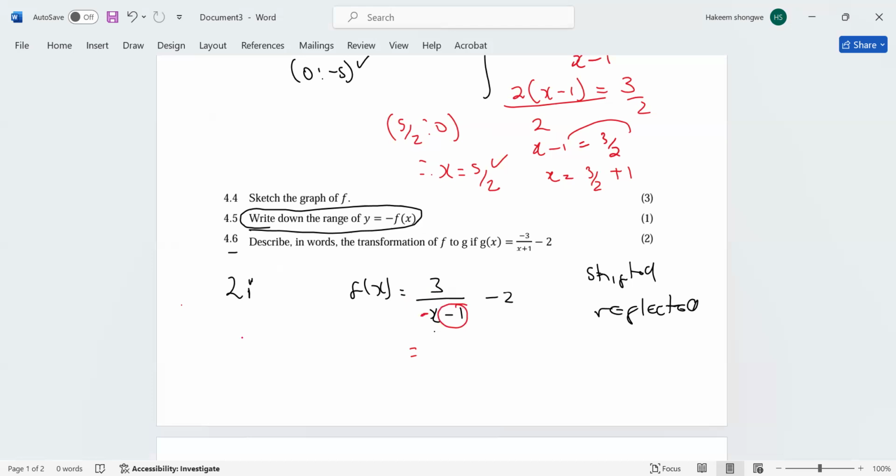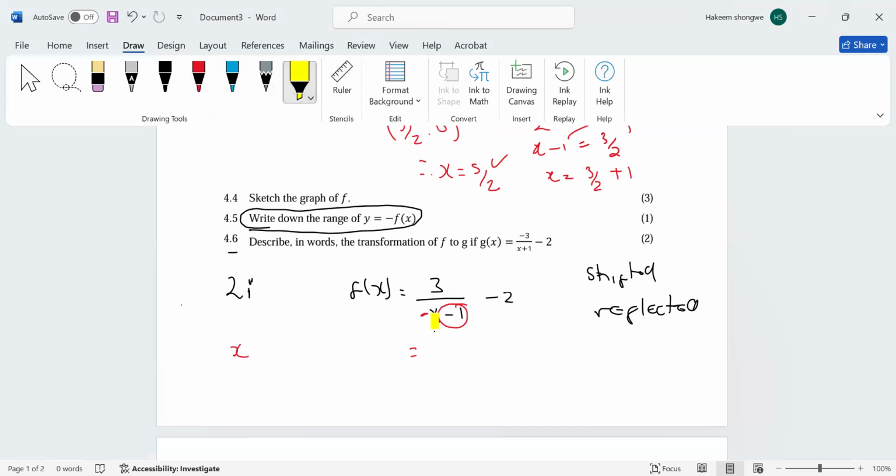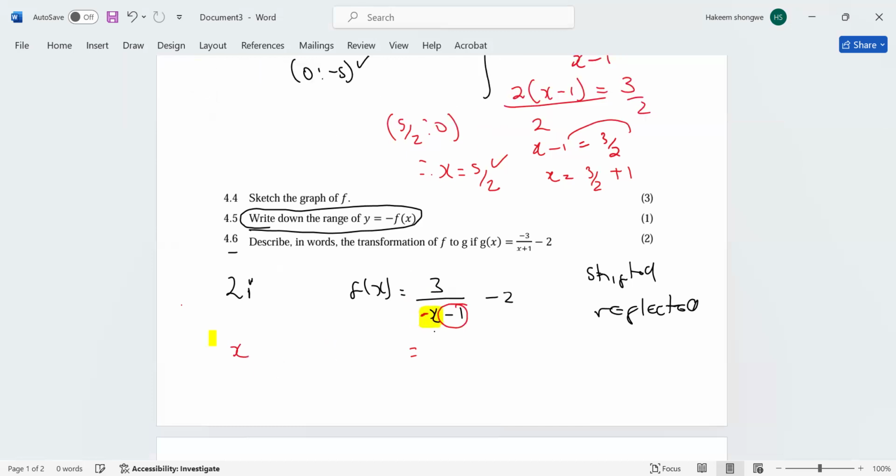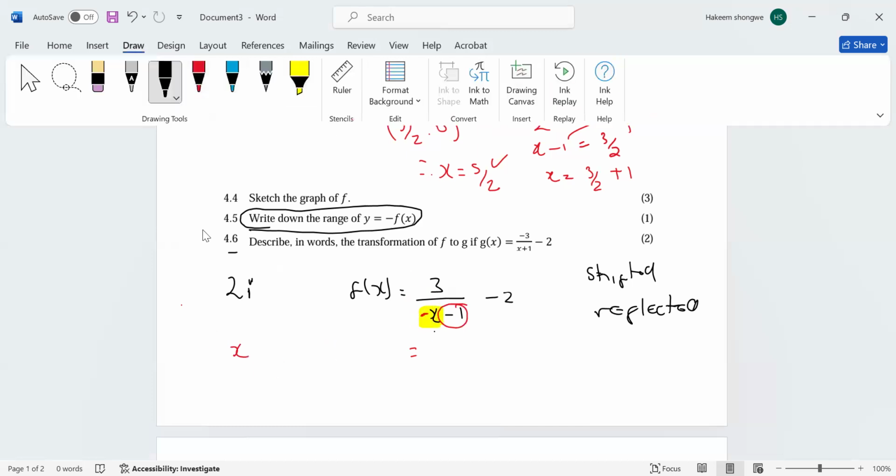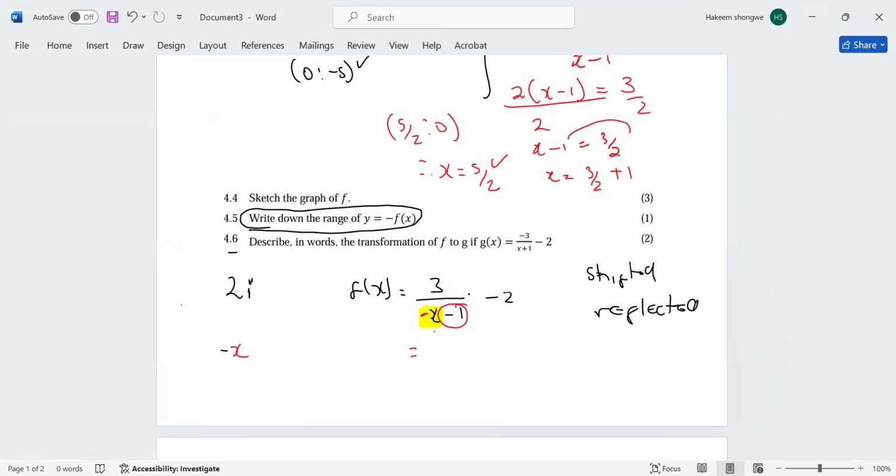If we reflect by the y-axis, where there's x, you are going to change this x and put negative x. That's the only thing that you're doing. Just like here, where there's y, you're going to put a negative. That is why we put a negative outside, the whole thing is y. It only affects the x.